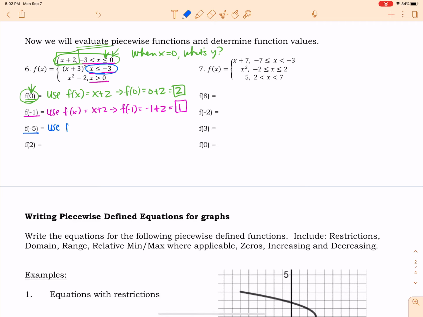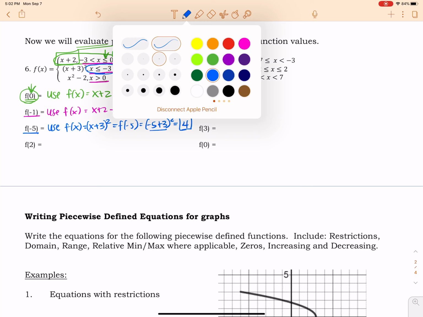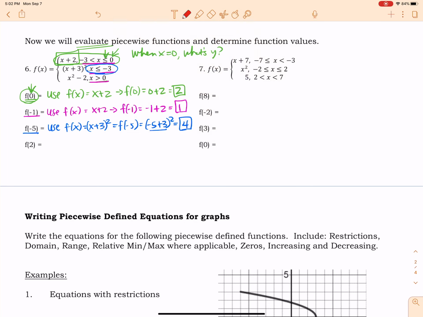So for this one, I'm going to use f of x equals (x plus 3) squared. So f of -5, pay attention to your parentheses here or you won't get the right answer. So -5 plus 3 is -2. -2 squared is +4. See, we're doing so good. All right, so here's our last one on this problem, f of 2. So I'm going to look in my restrictions.